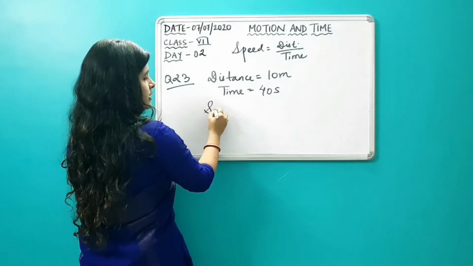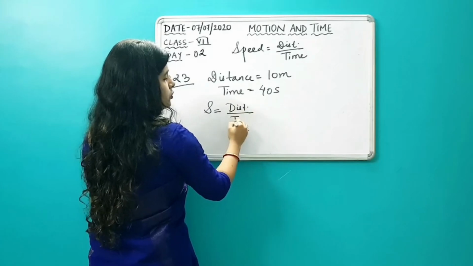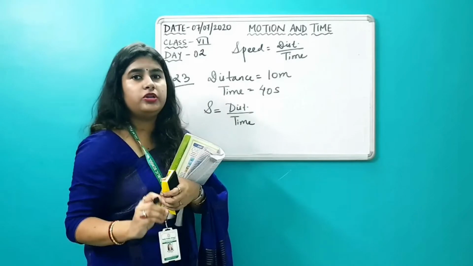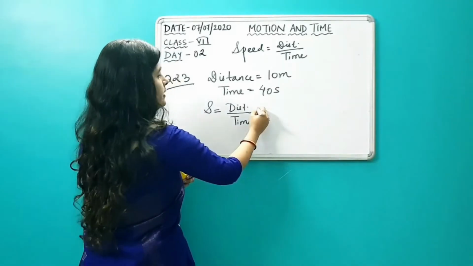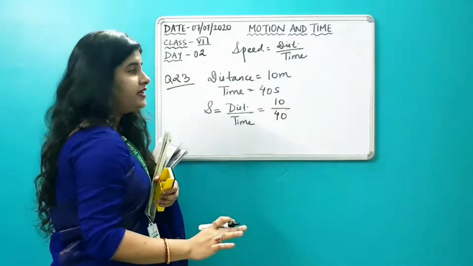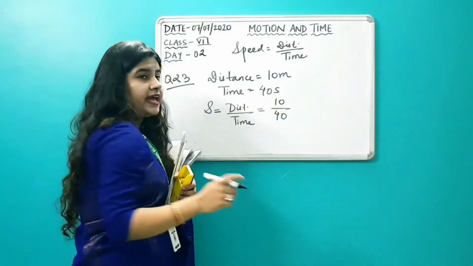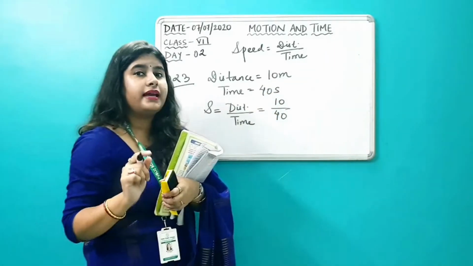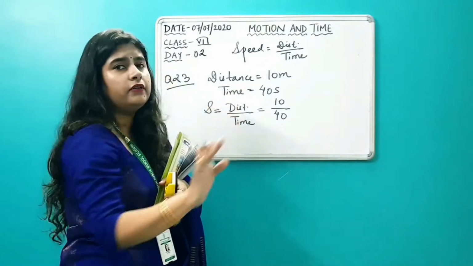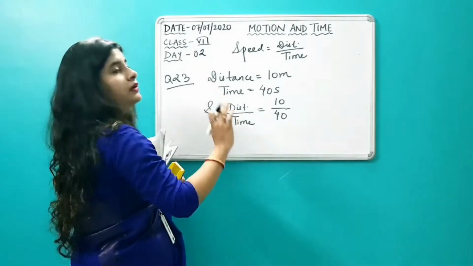So what is my formula? Speed equals distance by time. Please note one thing: when you are solving numericals, always write down the formula. It carries marks. So it is 10 by 40. Directly I can solve it because my distance is given in meter and my time is given in second. I told you in my previous class that the standard unit of speed is meter per second. So there is no need to do anything here. No conversion is required in this question.